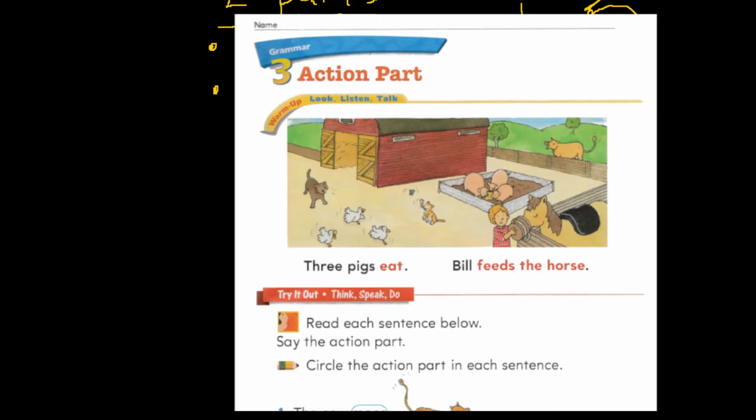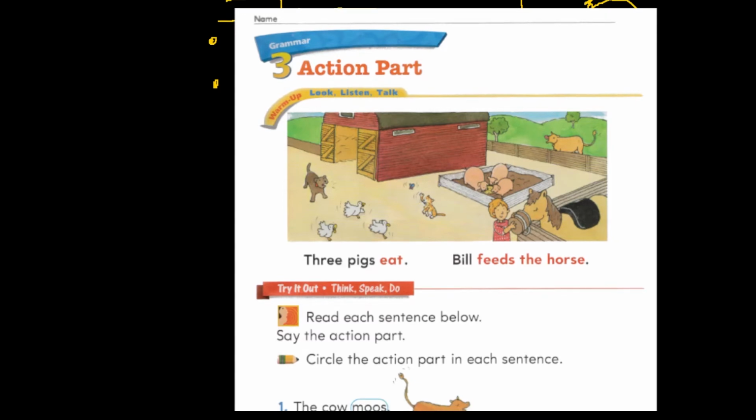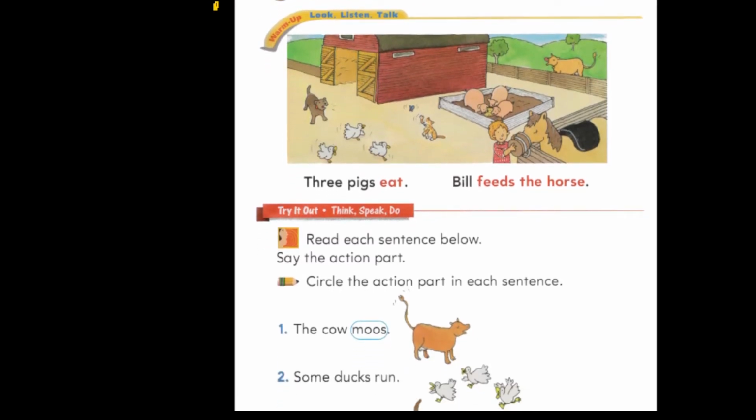So today I think I will use red. I think that will show up good on the white. And I'll scroll down a little bit. Okay, so let's read these example sentences for us. So this says, 3 pigs eat.